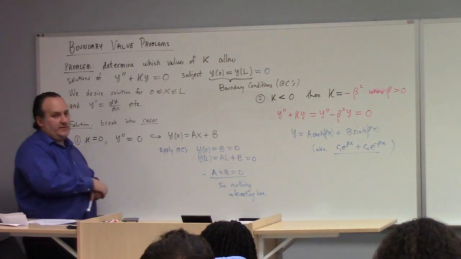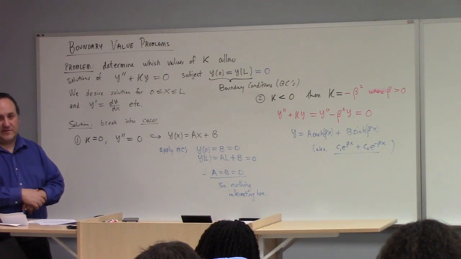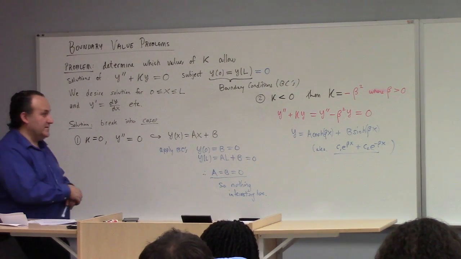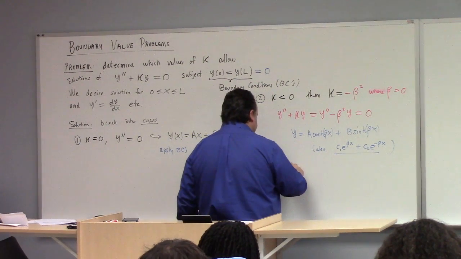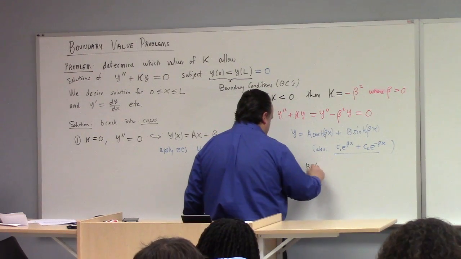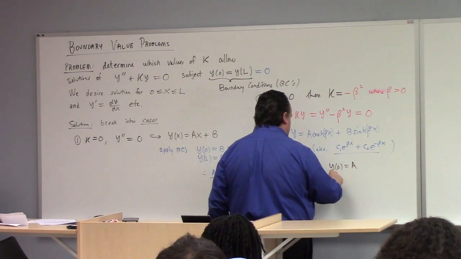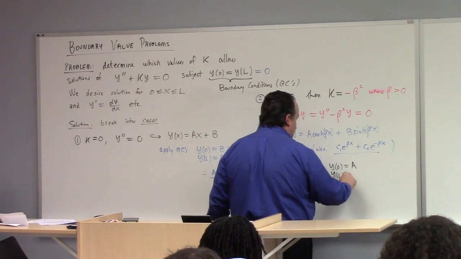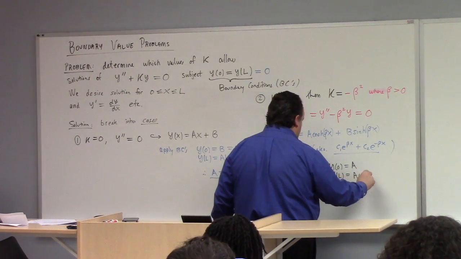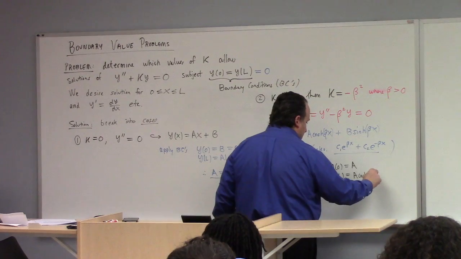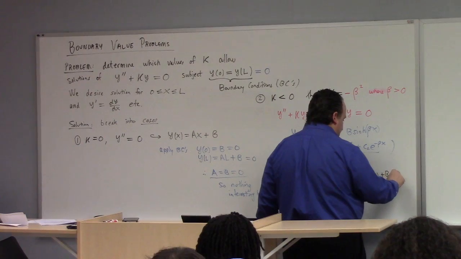Okay, so that's my general solution in this context. Are there any actual solutions to find, though? See, because we have to satisfy the boundary conditions. What do those mean here? Apply the boundary conditions. We have y of 0 is a, and y of L is equal to, well, a cosh of beta L plus b sinh beta L.